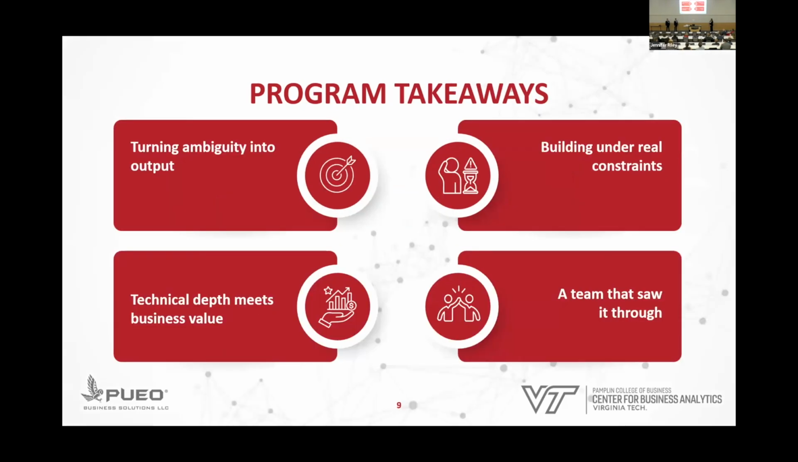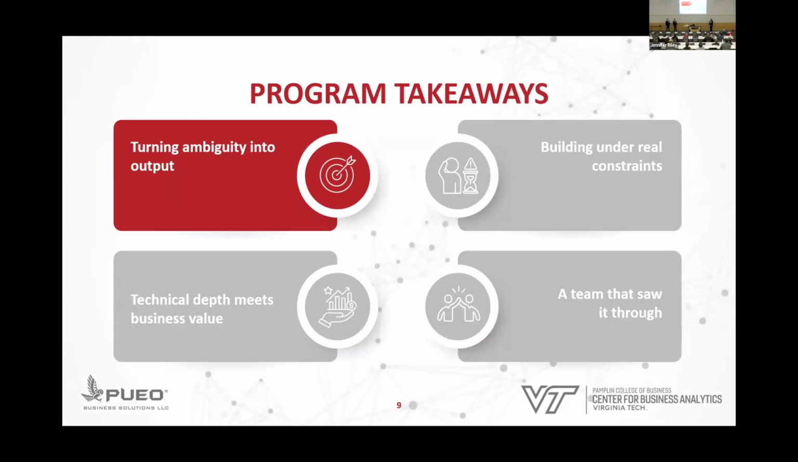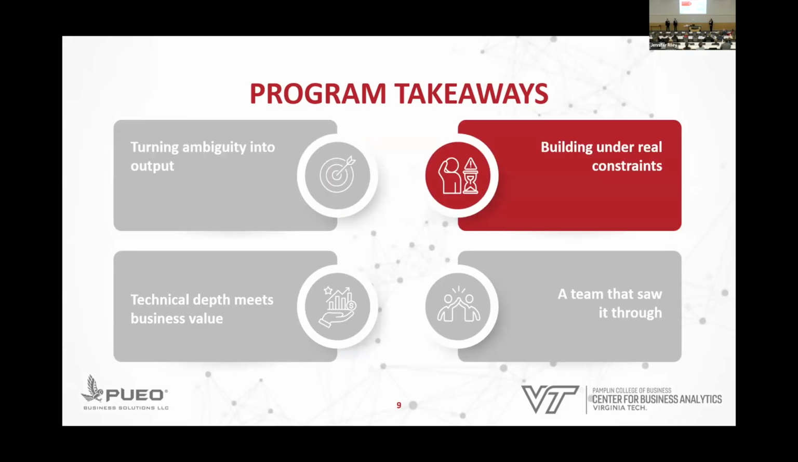Thanks, James. So these are our 4 main program takeaways. First, we learned how to turn ambiguity into output. We had the opportunity to dive into Pueo's problem and turn it into finished deliverables that will continue making a lasting impact for the company. Next, we worked under strict real-world constraints that allowed us to really evolve our solution to something more disciplined and more thoughtful.